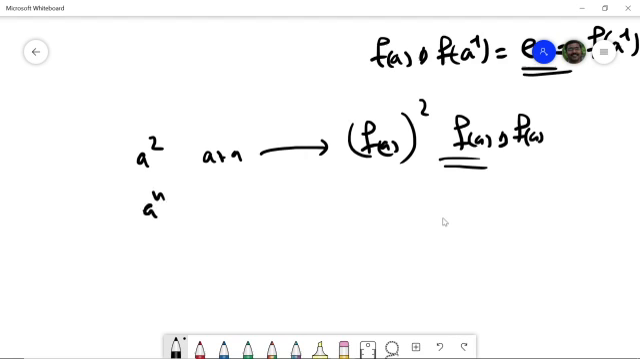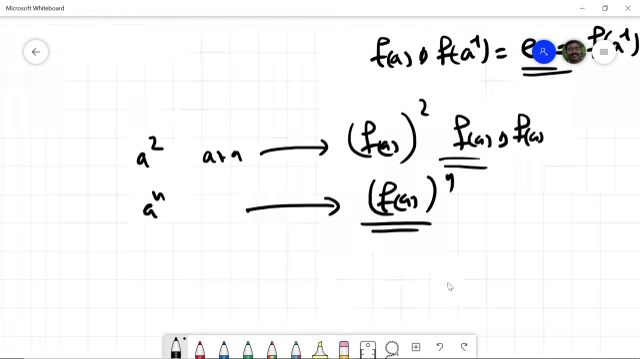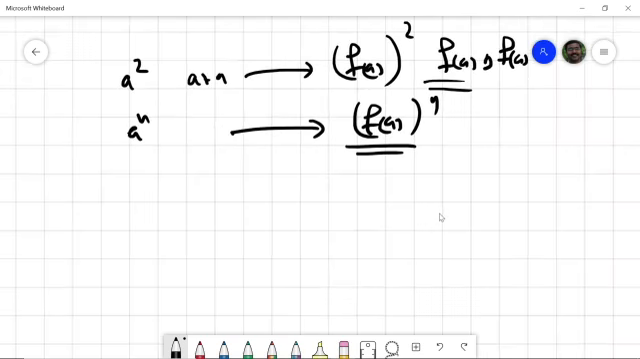Similarly, if I consider A^n, where A is combined n times, it will also be mapped to f of A combined n times. So please try it. Try to prove it. It's very simple. It's using the same property of homomorphism. You can prove that also.